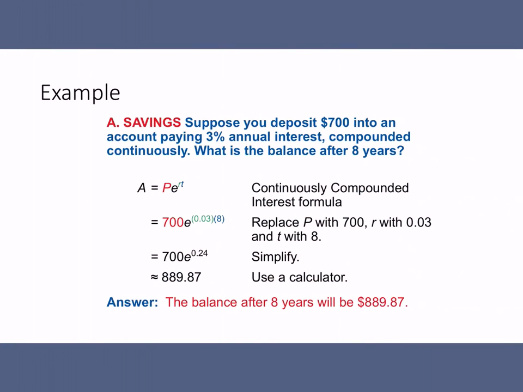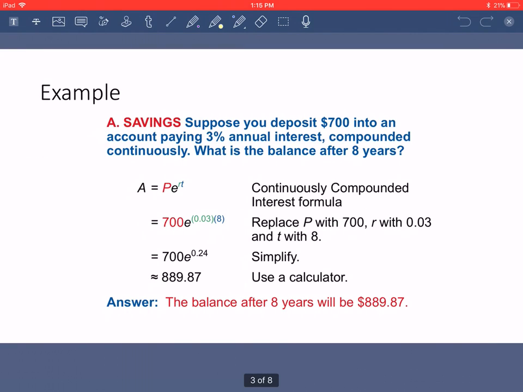So suppose you deposit $700 into an account paying 3% annual interest compounded continuously. What is the balance after 8 years? Now, let's identify everything. 700 is what you're depositing, so that's going to be your principal. 3% is your rate. However, you need to put it in decimal form, so it's going to be 0.03. It's compounded continuously, and your time is 8.